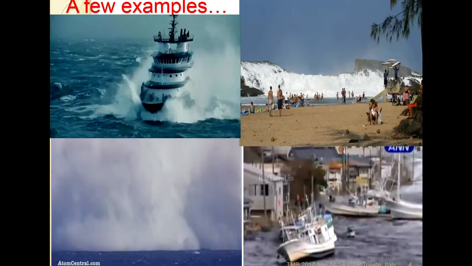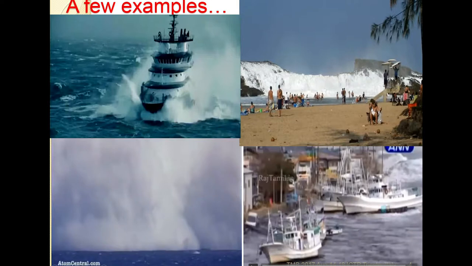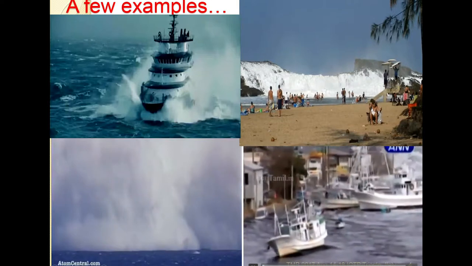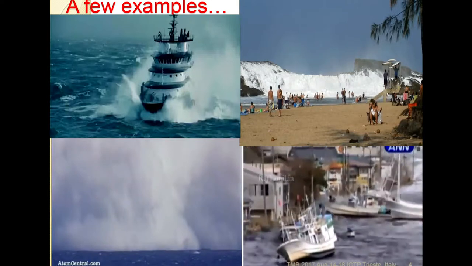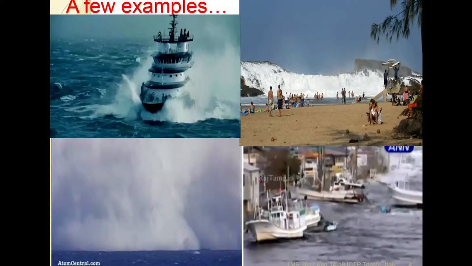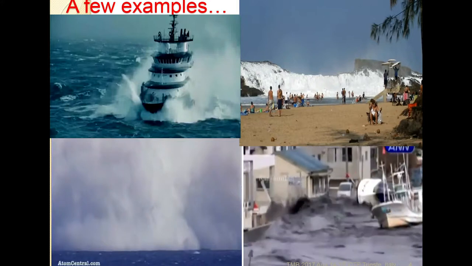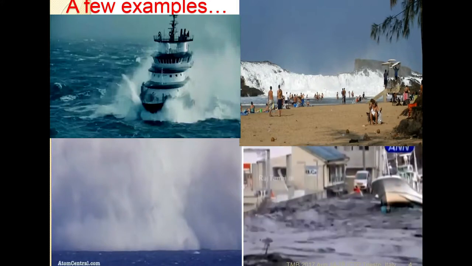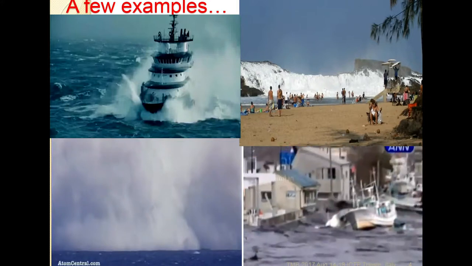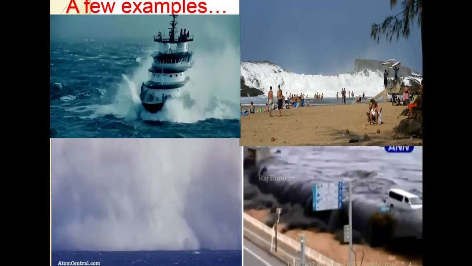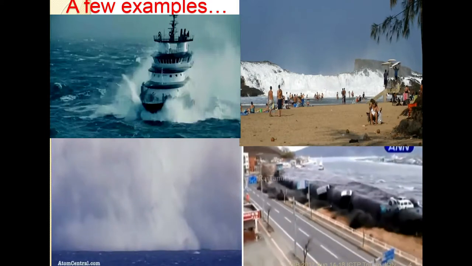And the last example you should also recognize easily. This is the 2011 tsunami of Fukushima. So it is not a rogue wave. A tsunami is a well-defined wave, although it is rogue, but not a rogue wave.